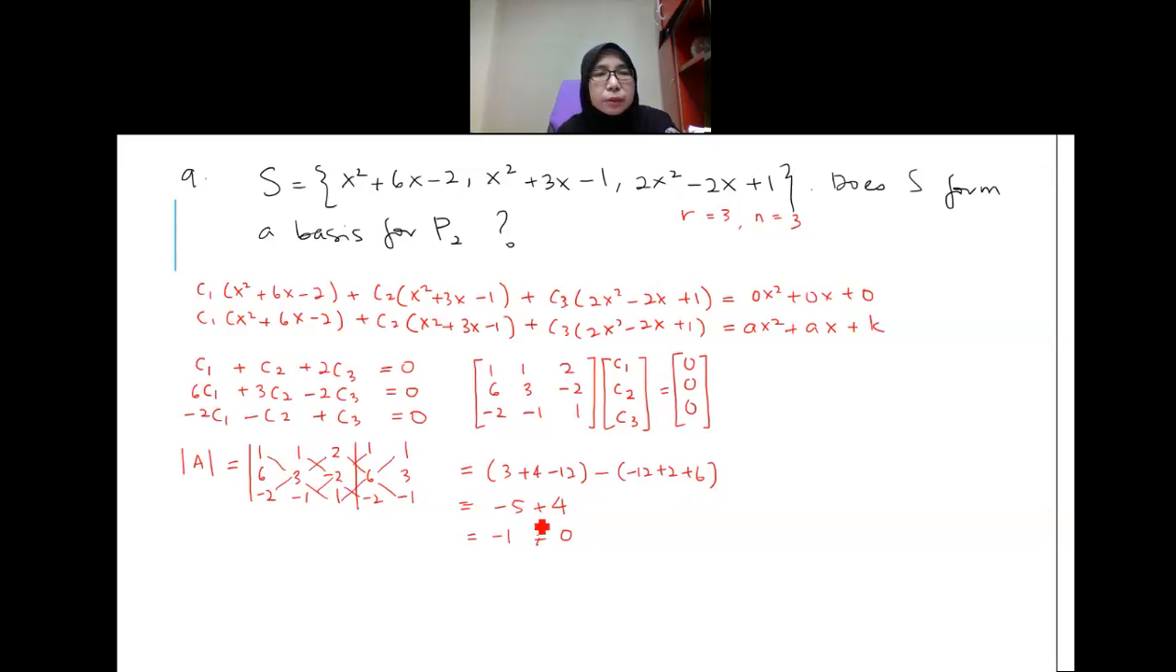So what can I say about this? Since the determinant of A is not equal to 0, S is a basis. S is a basis for P2. Right, next question.